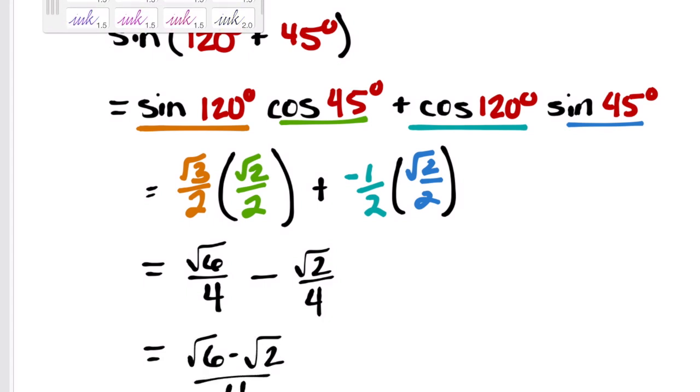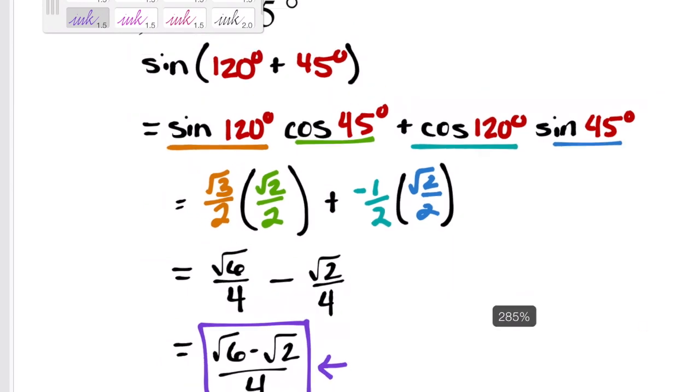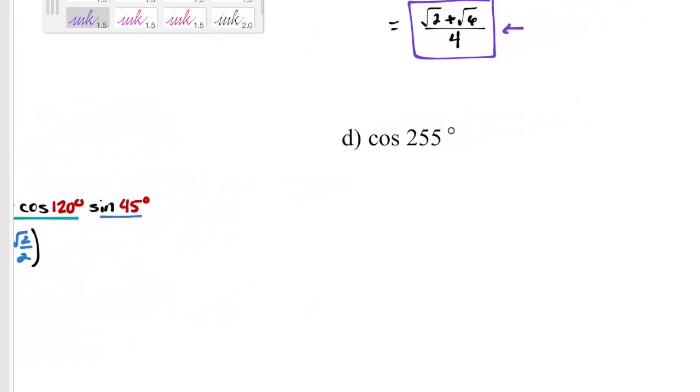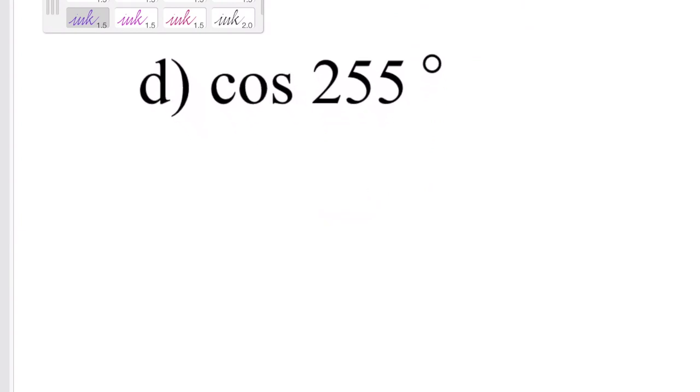And so our final answer here ends up being square root of 6 minus square root of 2, all over that 4. And then we're ready for the next. Again, you can pause at any time and figure this stuff out on your own if you feel like you've gotten the hang of it, and then check back with my solutions here at the end.